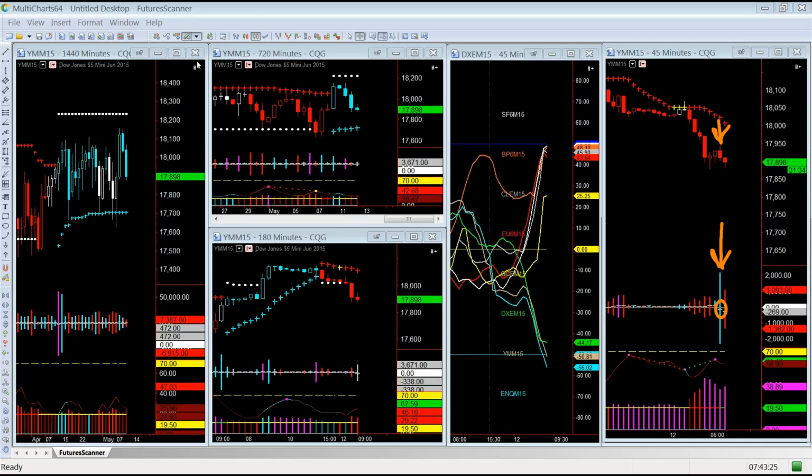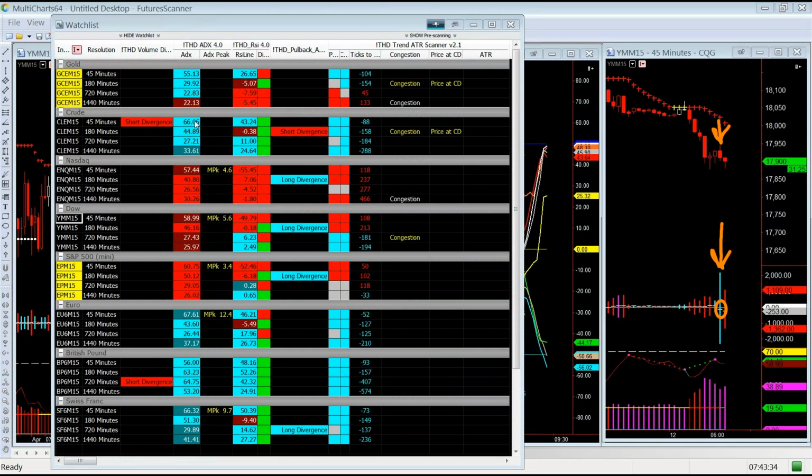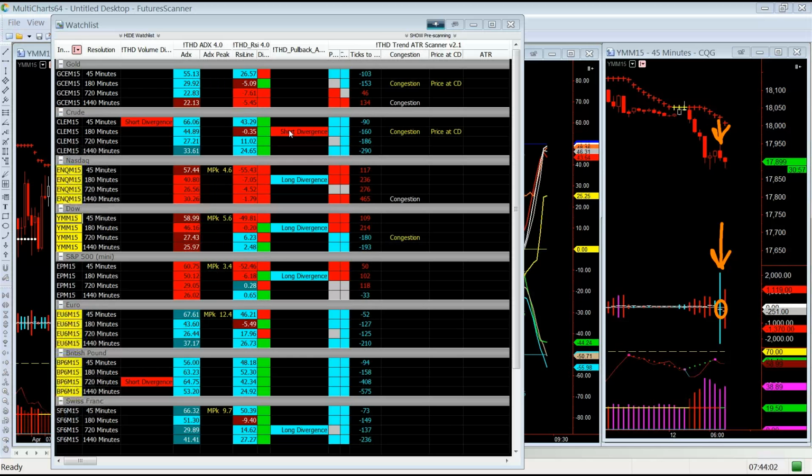Alright, let's look at the scanner today. You're getting a short divergence on crude in the ADXs at 66. You're also getting short divergence at an ATR on the 180-minute chart. Do you think crude will go up or down based on the scanner? Based on the scanner, my assumption would be we will make an ADX on the 45-minute chart.